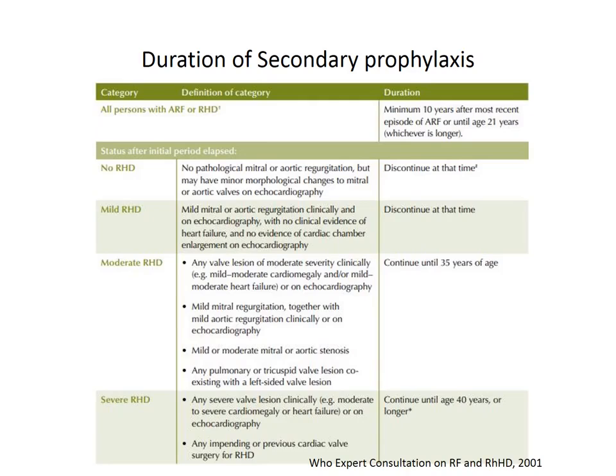After the initial episode has elapsed, and with follow-up, you realize that you have patients with no rheumatic heart disease or mild rheumatic heart disease, then you can actually discontinue the prophylaxis after 10 years or up to the age of 21, whichever is longer. With moderate rheumatic heart disease, which is defined here, I will not go through them, you can read them, you continue until the age of 35. In severe rheumatic heart disease, and those who have had surgery, you continue until the age of 40 or longer, and sometimes for life.